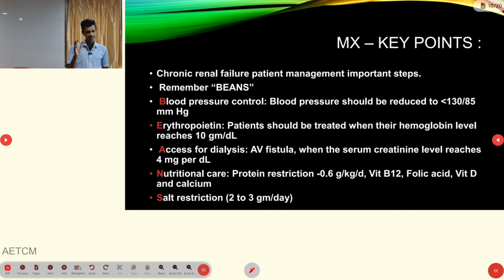In the pre-hospital setting, remember hyperkalemia management, and sometimes the person may go into uremic encephalopathy. Those features can also occur. Some people go into arrhythmia. So those are the common set of management we have to do in the pre-hospital setting.